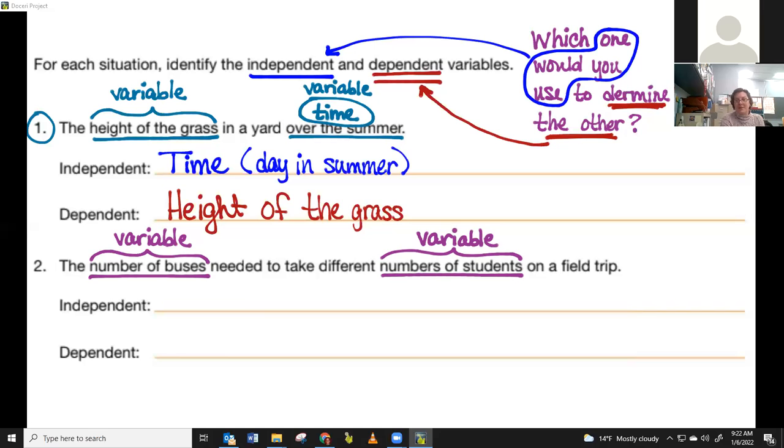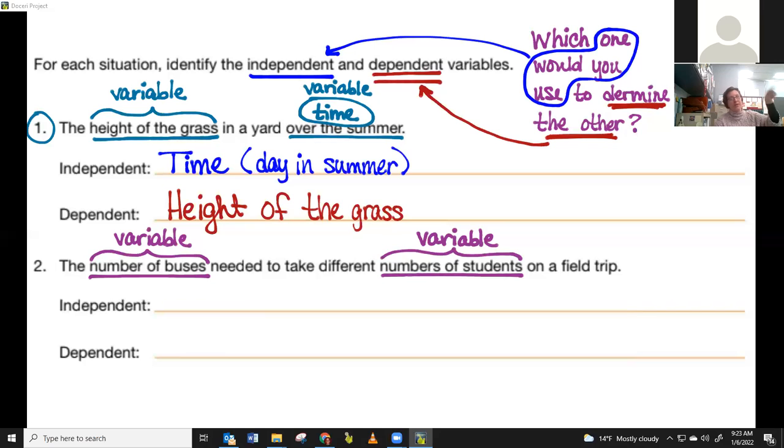And I want to try to determine which one of these, independent or dependent, is the number of buses. So we have the number of buses needed to take different numbers of students on a field trip. So think about here at Pike. We're going to pretend for a minute that it's a normal year. I don't even know what that looks like anymore. So we've got field trips at different schools happening. And the transportation department has to figure out how to make all of this work.